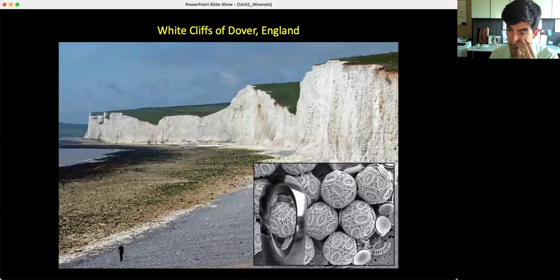Here's another example. Many microscopic plankton-like creatures called diatoms build their shells or their casings out of the mineral calcite. And so here's a microscopic view of those diatoms. And there are not just a few of these, there are countless numbers of diatoms that stack one on top of the other to form these massive deposits. And here's an example from the White Cliffs of Dover in the UK.